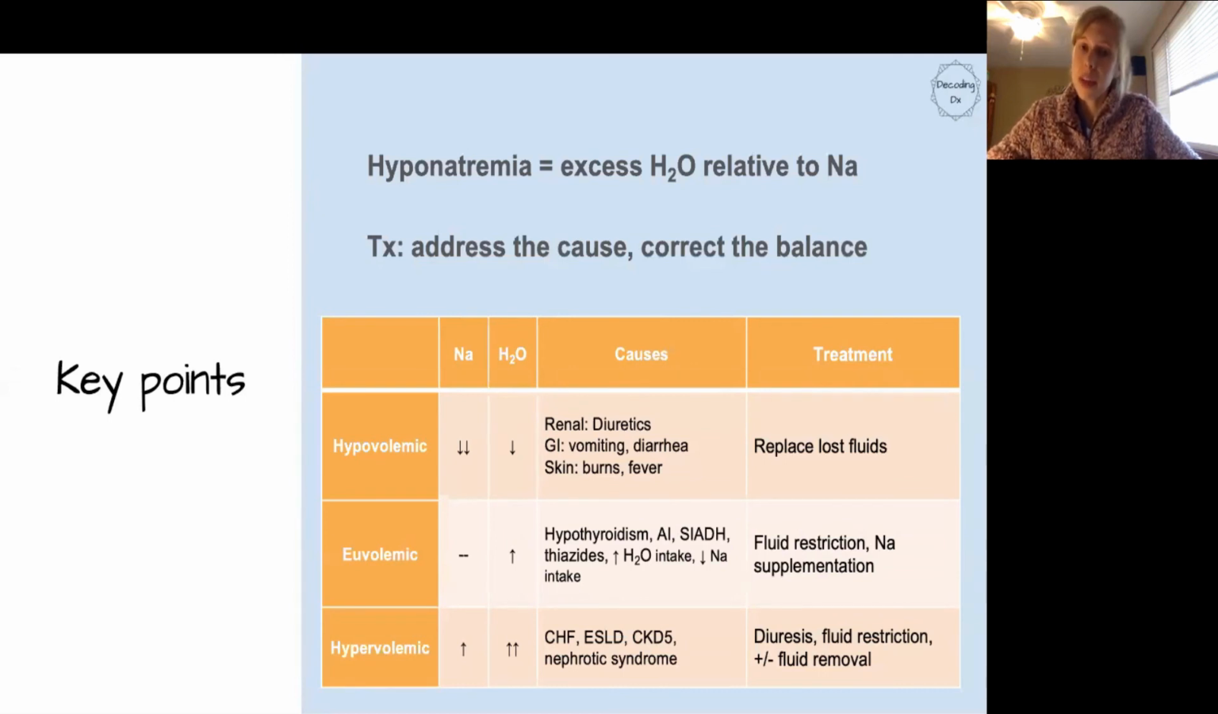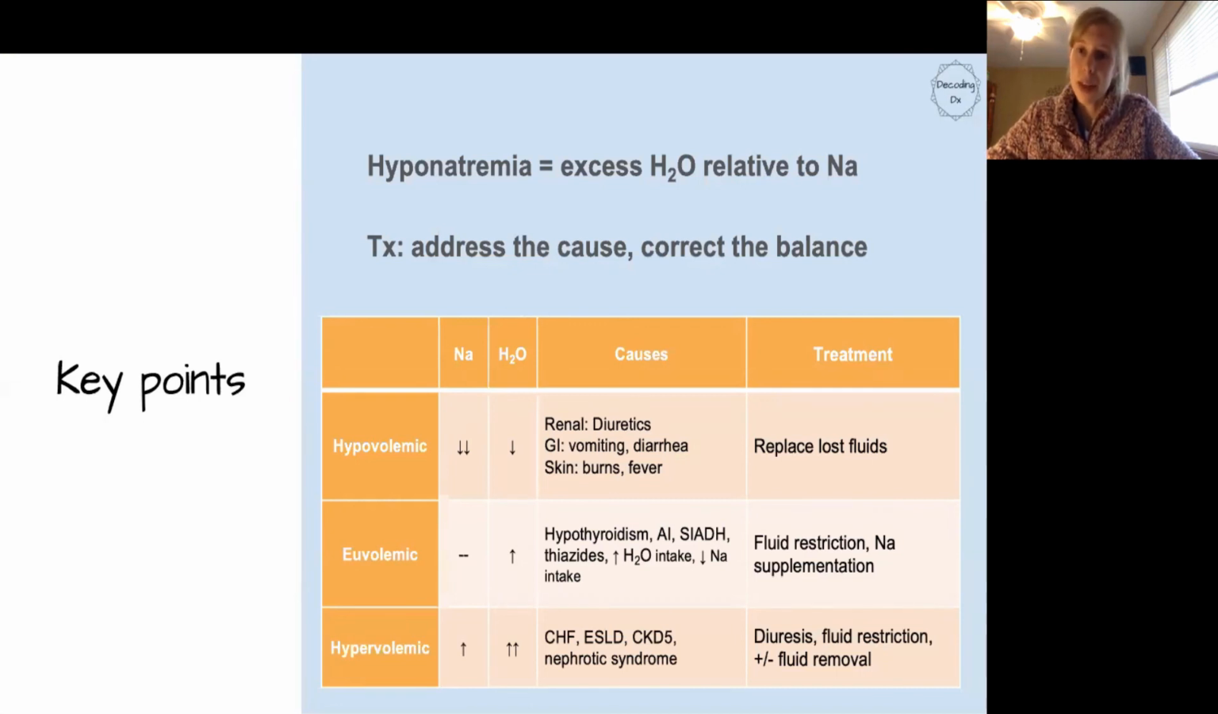So with hypovolemic, you've lost both sodium and water, but more sodium compared to the water. There's all sorts of causes of this. Any sort of body fluid loss can cause this, and the way you treat it is to replace the fluids. Euvolemic hyponatremia, you've gained too much water. There are lots of causes that can trigger this. In the end, SIADH is the one that we commonly come to if we rule out everything else. The way that we treat this is fluid restriction, and sometimes you can supplement sodium in the case of if you're not able to treat the underlying cause.